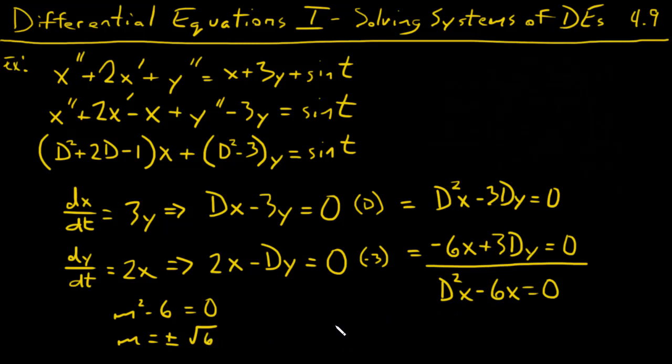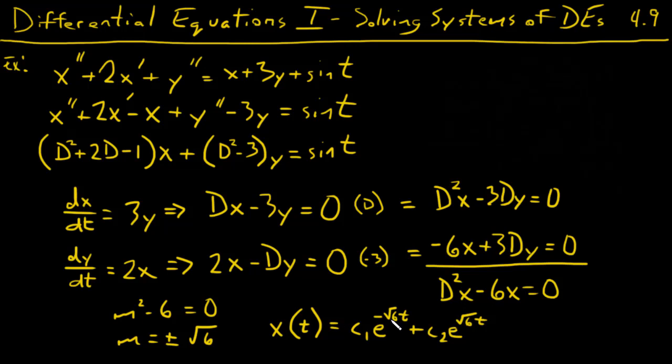So for my x's, x of t equals, and both x and y are functions of t. So that's something to keep in mind. So x of t equals c1 e to the negative root 6t plus c2 e to the positive root 6t. Alrighty, so that's my x of t. But we're not done. All we've done is we've solved for x. Now we need to solve for y.